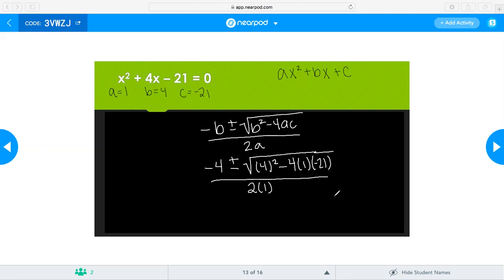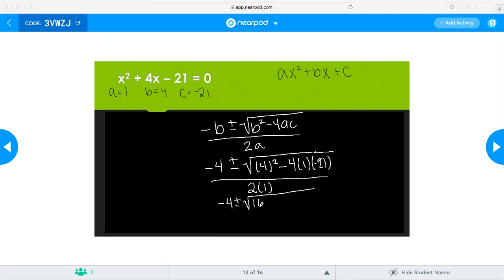Now, I am going to show you how to put this in the calculator, but for the sake of doing it all out mentally first, and then I'll show you in the calculator. So first thing I want to do is figure out what all this is in here. What is 4 squared? 16. So negative 4 plus or minus the square root of 16. I'm going to explain the plus or minus in a minute. Don't worry. 16 minus 4.